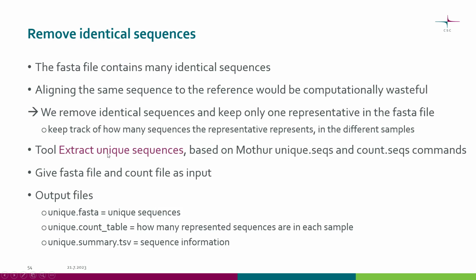For this, we use the Mothur tools unique.seqs and count.seqs. And the name of this tool in Chipster is Extract unique sequences. As an input, you give the FASTA file and the count file, and the output files are the FASTA, count table, and the summary file.